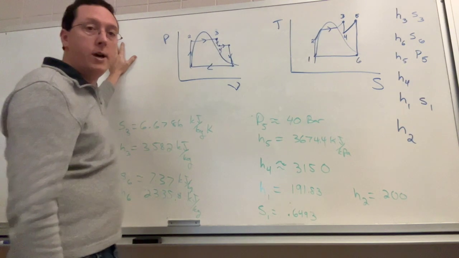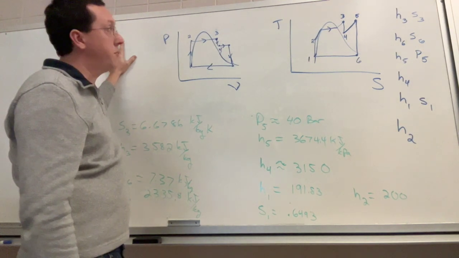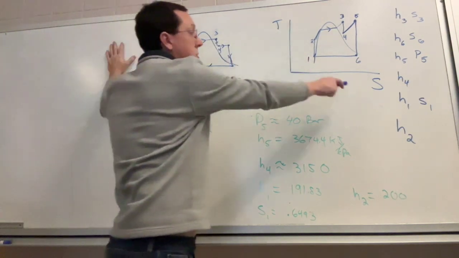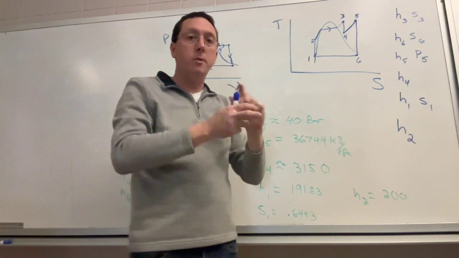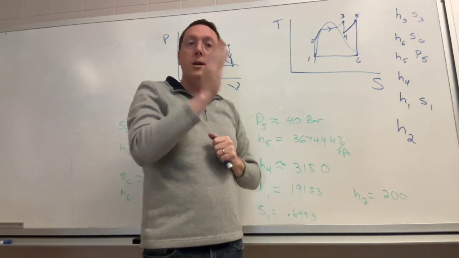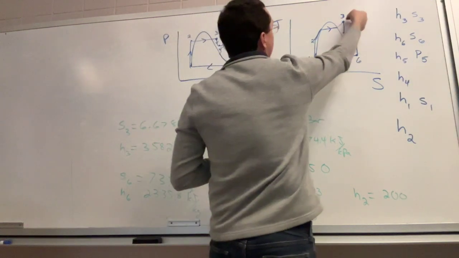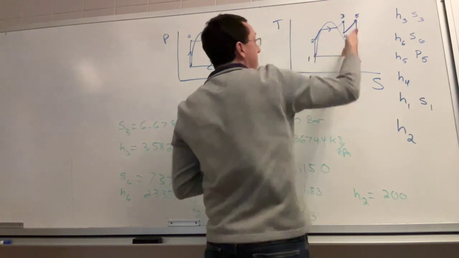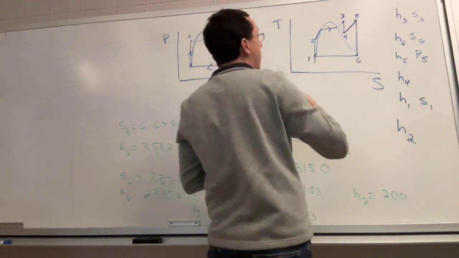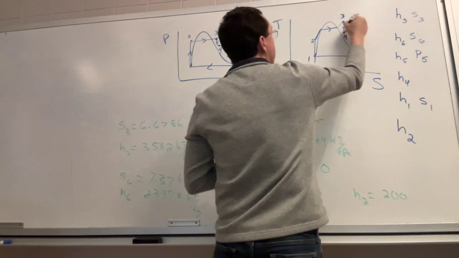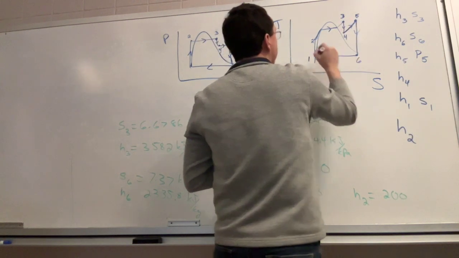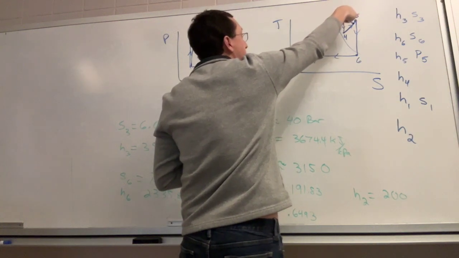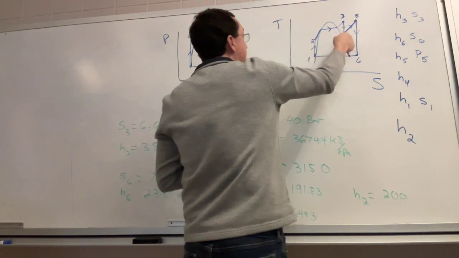Probably the easiest way to figure out what's going on from 3 to 4 is to look at the temperature entropy diagram, because through the turbine we know that the entropy is constant. So from 3 to 4, it's going to be along a vertical line straight down, because the entropy has to remain constant. Put my arrows on there, I forgot to. Okay, so from 3 to 4 through the first high pressure turbine, it goes straight down.